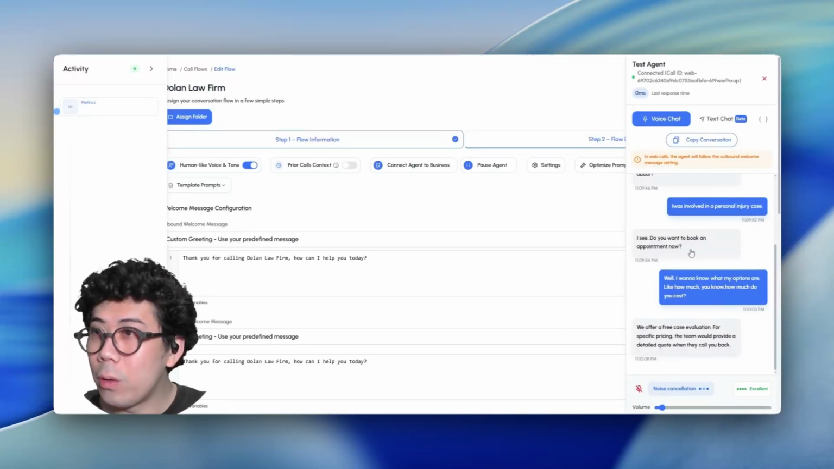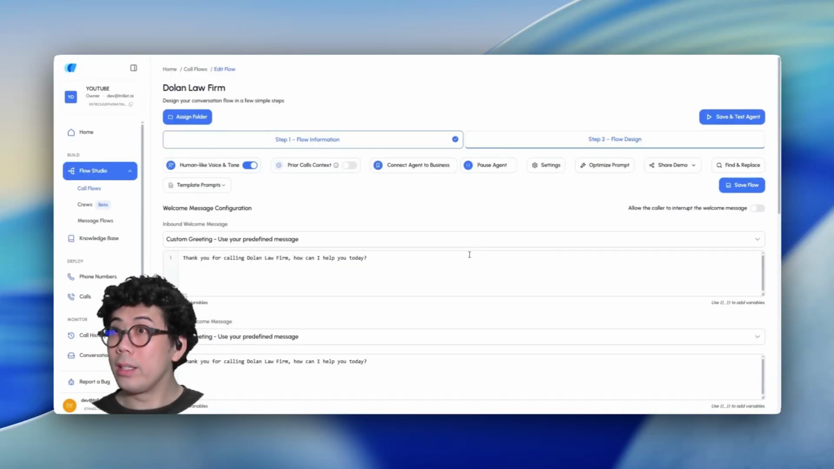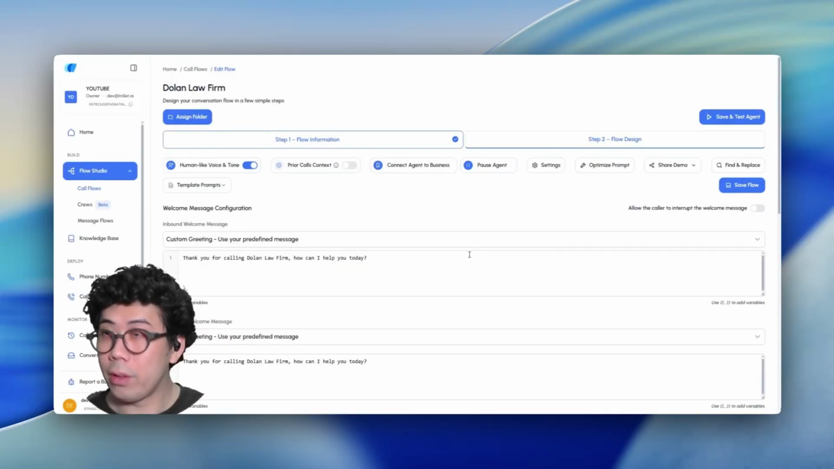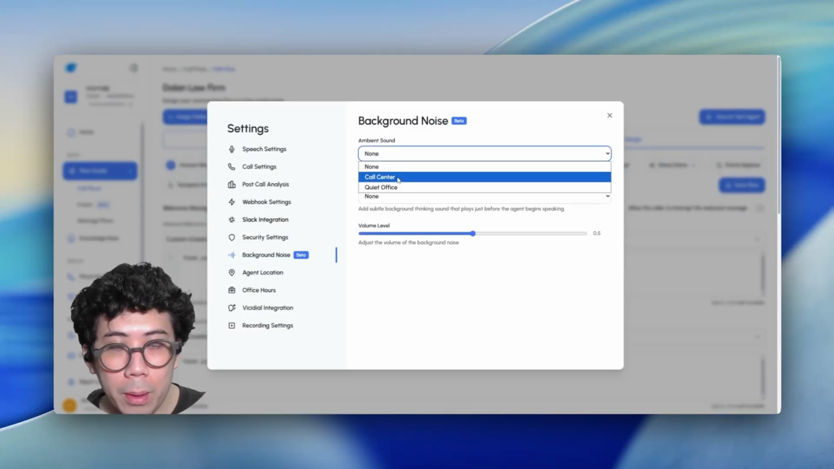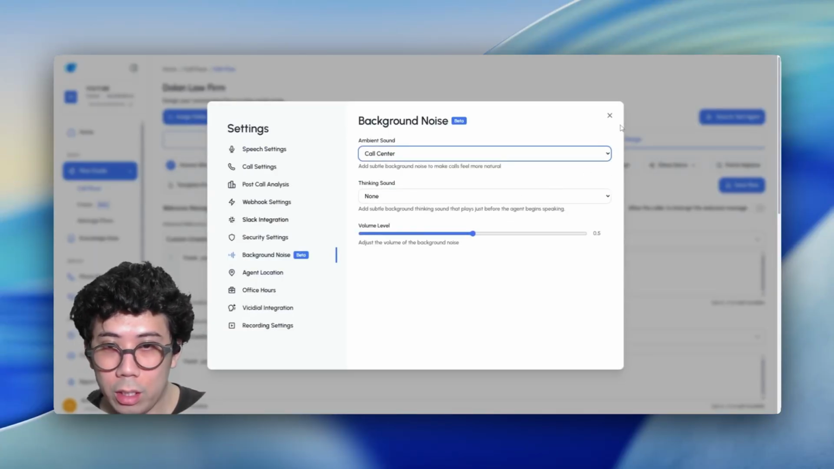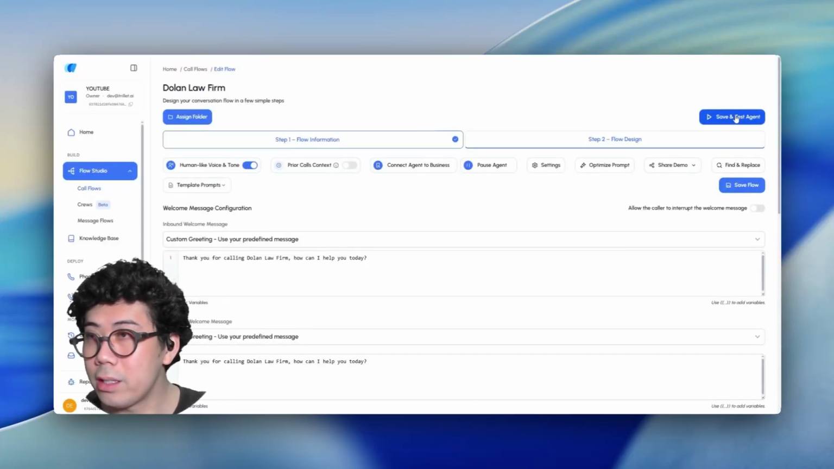You can see how much more realistic it is. It's the same prompt, same everything, but you can see how much more realistic that is. If you add a little bit of background noise, like a call center, right, you'll sound so much more realistic.